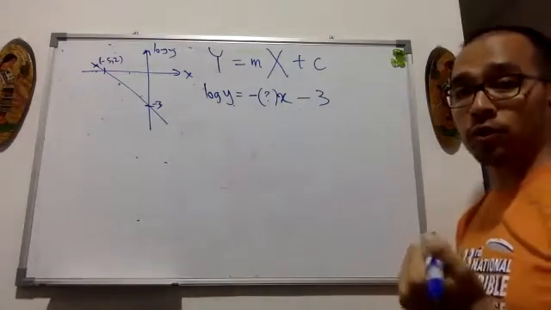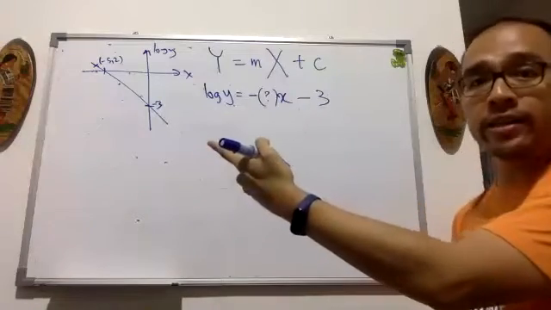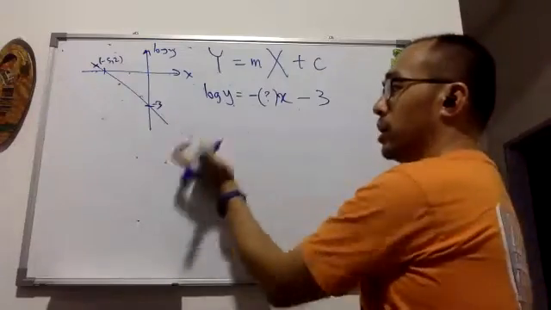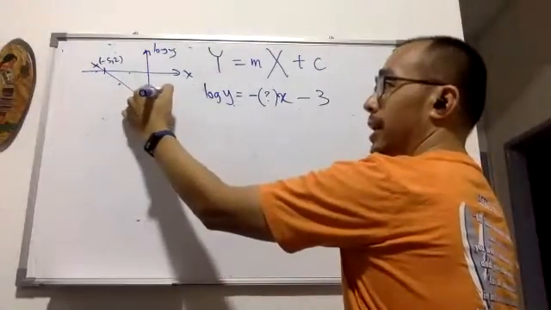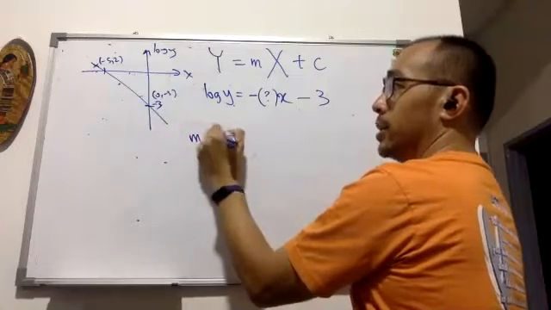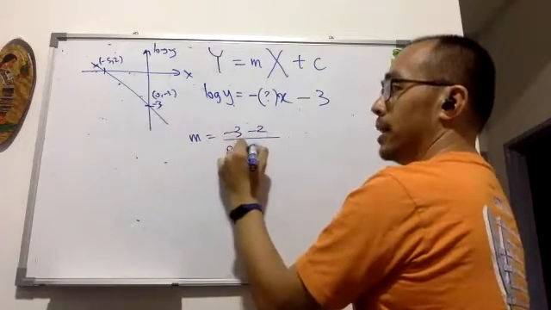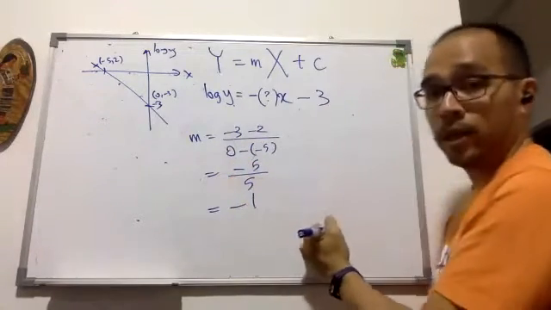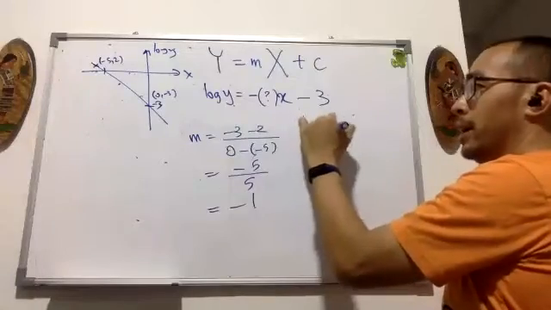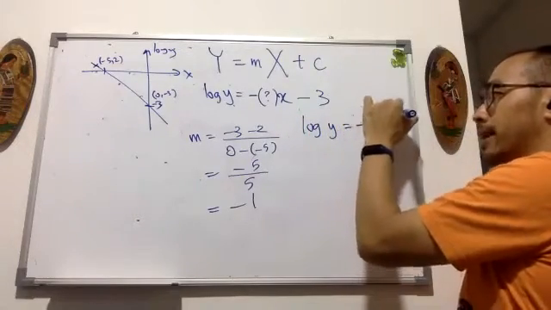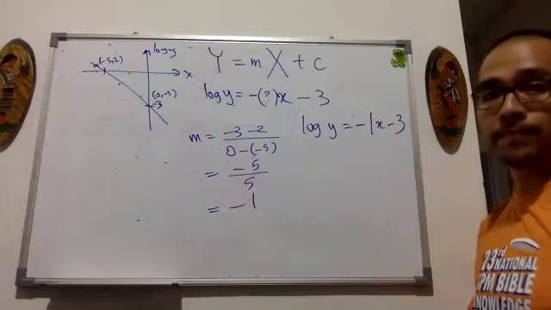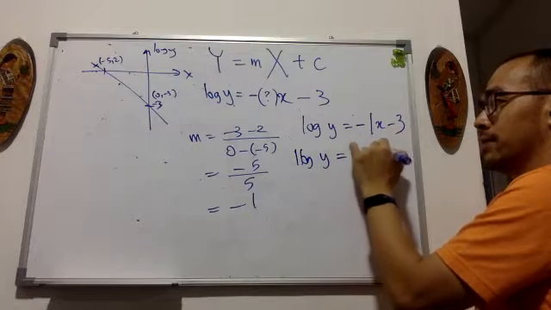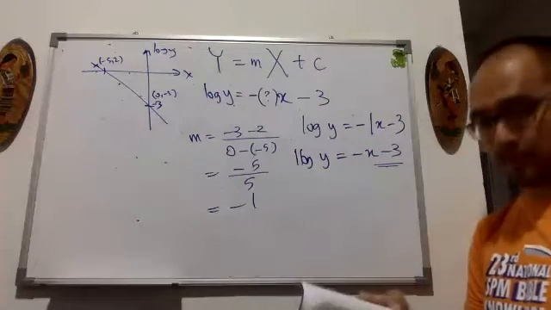So the only question left for you to do is to find out the gradient. And finding out the gradient is something that you have learned since Form 2, I think, or Form 4. If you're given the 2 points, this is 0 and -3, I'm going to do m is equal to -3 minus 2 over 0 minus -5, which will be -5 over 5, which is -1. So because of this, log y equals -1x minus 3. That's all I need to know. Or if I don't want the 1, then my equation will be log y equals -x minus 3.